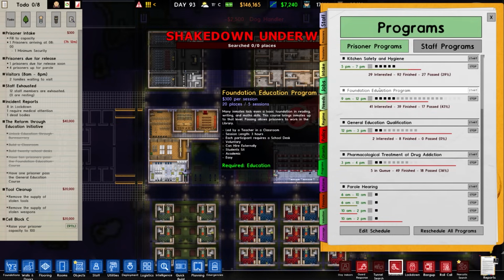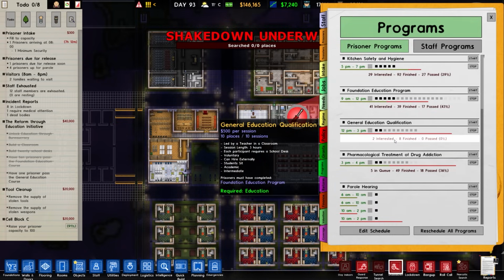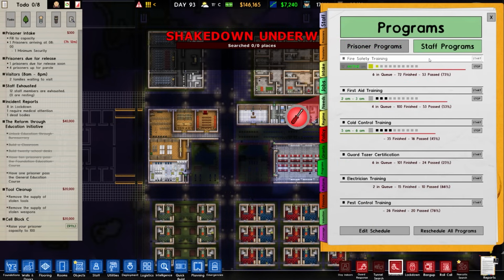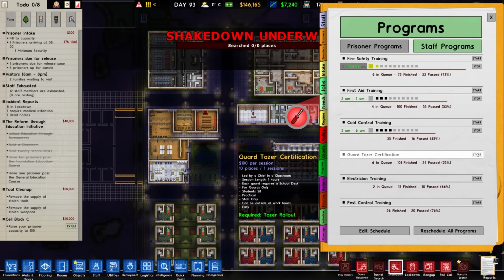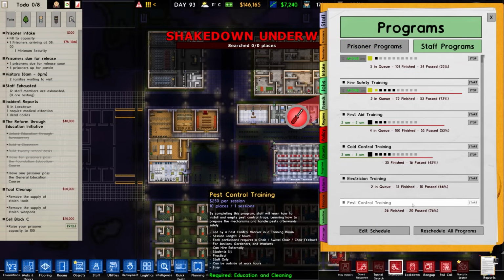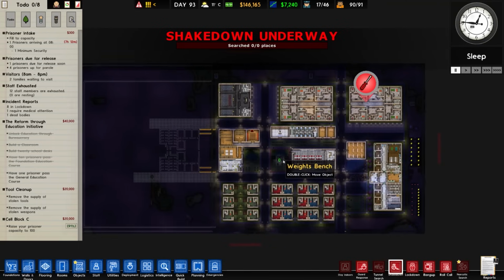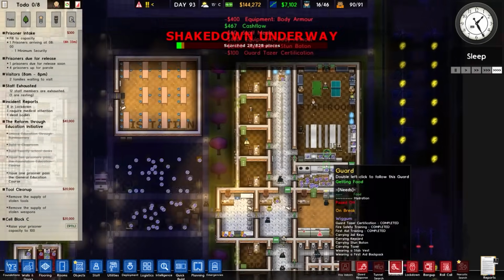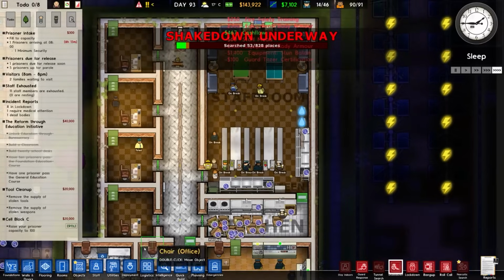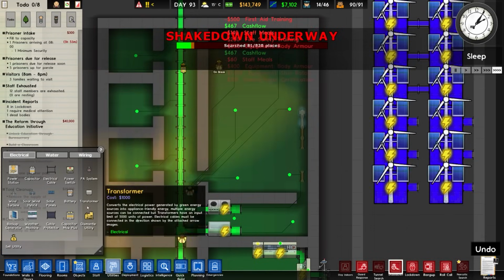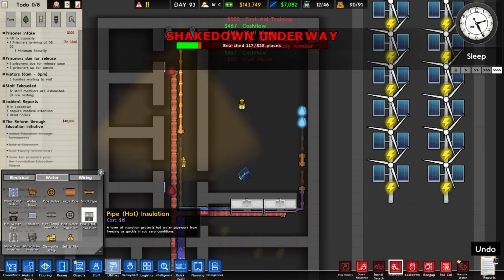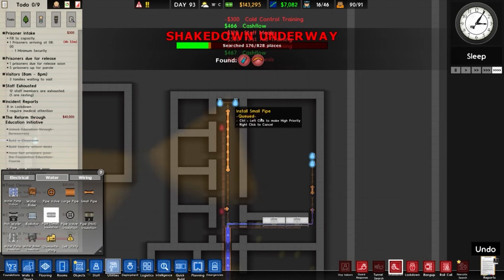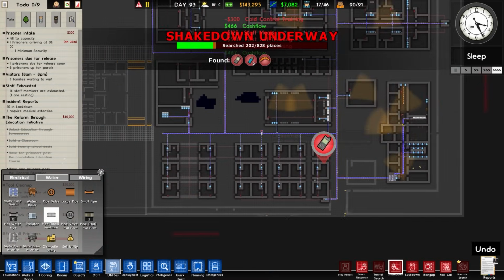Programs-wise, general education qualification, sadly, only 2 interested, 8 finished, no pass rate at all. That's a shame. We're going to do guard taser, and don't need to do pest control. So we're going to search nearly 1,000 places. Interesting. How are we doing for water? Water's fine. Pipe insulation, small. I'll wait until the pipe's in before I even focus on that.